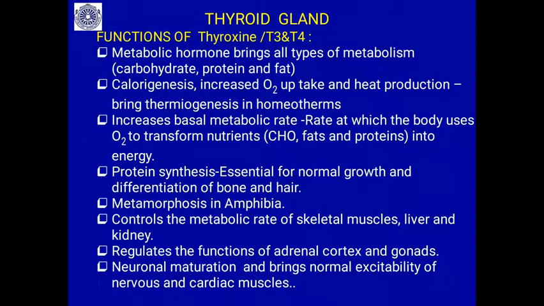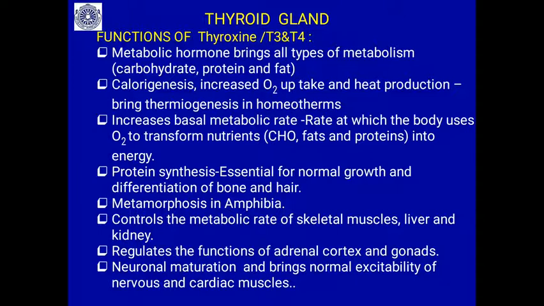What are the functions of T3 and T4, the active thyroxine? It is a metabolic hormone that brings about all types of metabolism: carbohydrate, protein and fat metabolism in the body are regulated through thyroxine. Calorigenesis means increased uptake of oxygen and heat production, bringing about thermogenesis in homeotherms.